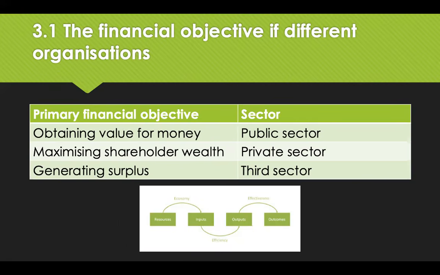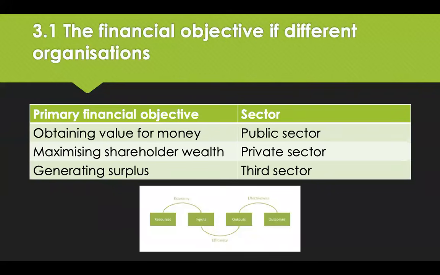Now, value for money can be measured by the 3 E's at the bottom of the screen. Economy, which is about saving costs. Efficiency, about saving time or maximising outputs. And effectiveness is about how has that impacted our outcomes and our customers.